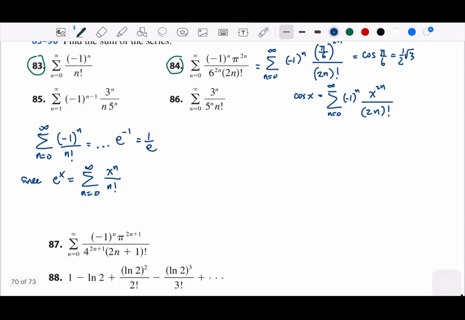And similarly, if you look at 87, it has (2n+1) factorial, so probably sine. But we need to make sure we look up this 2n+1 here, it has the same power. So maybe (π/4)^(2n+1) over (2n+1) factorial, so it is sine of π/4. So that's the process.